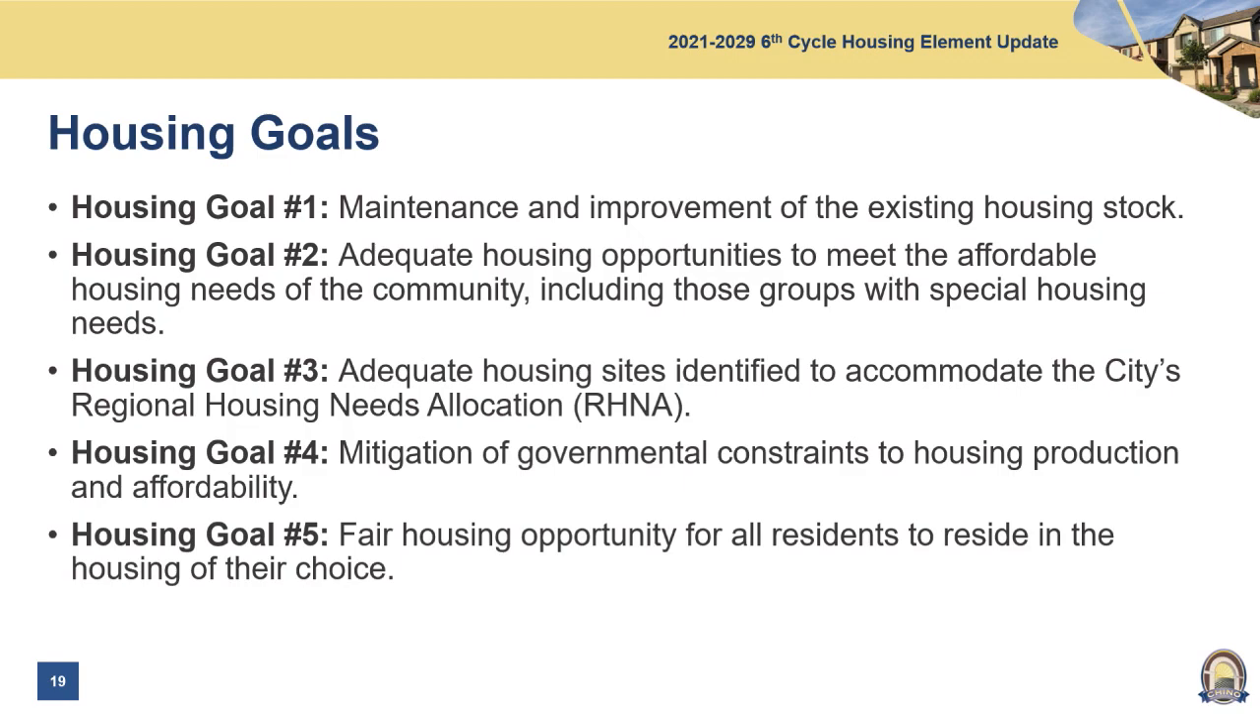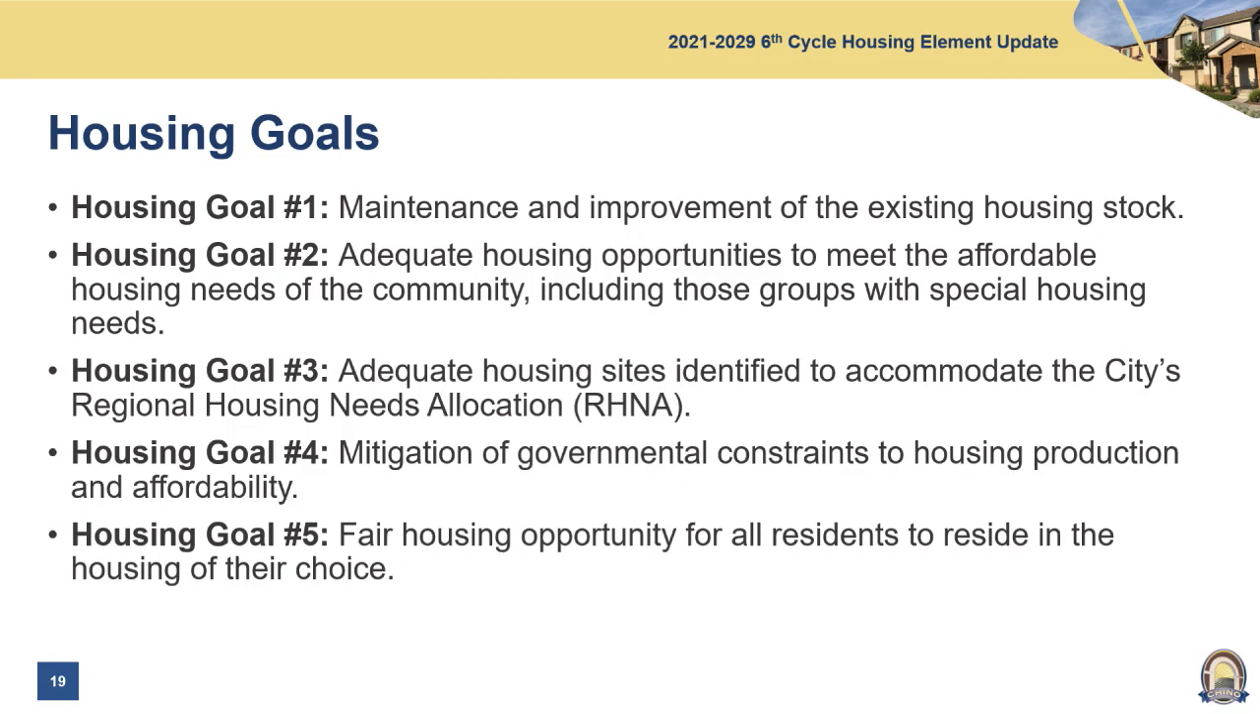Housing goal 3 is an adequate housing sites identification. This is essentially saying the city will meet its regional housing needs allocation. This is the number of units that's been essentially identified by the state and by the Southern California Association of Governments for Chino to be able to meet. It's the target goal for them.